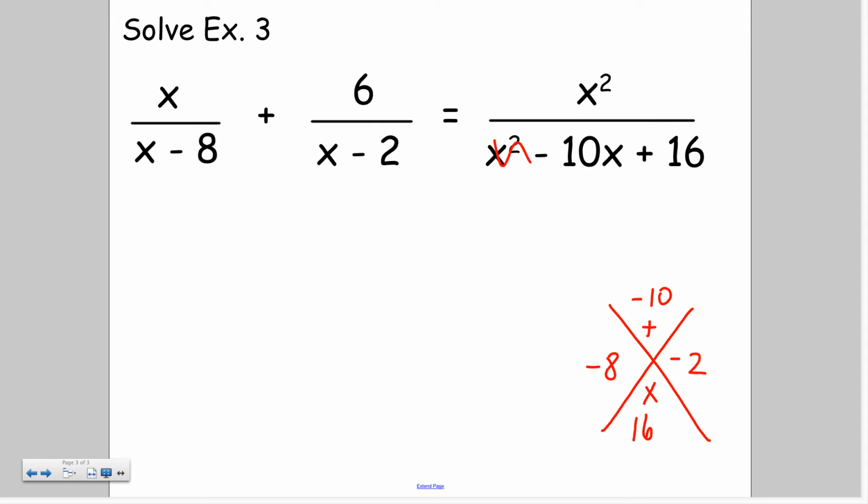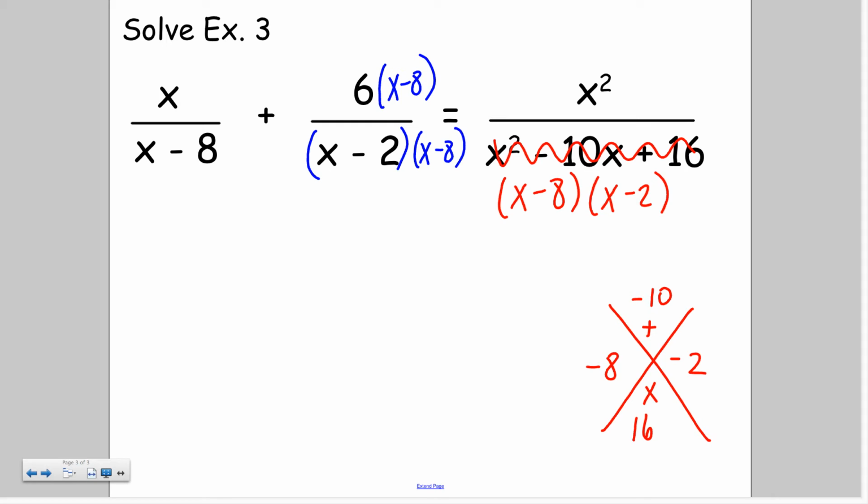I'm going to change how that's written to x minus 8 and x minus 2. Again, the whole purpose in that is so that you can see the other two denominators will have something in common. So this denominator has the x minus 2. It needs the x minus 8.